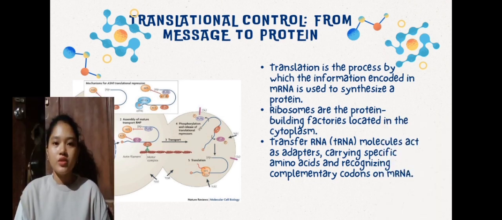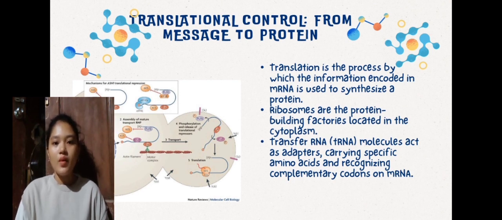Translational control: decoding the message into proteins. Translation is the process by which the information encoded in mRNA is used to synthesize a protein. Ribosomes are the protein-building factories located in the cytoplasm. Transfer RNA, or tRNA, molecules act as adapters carrying specific amino acids and recognizing complementary codons on mRNA.